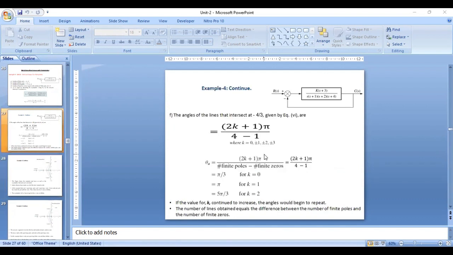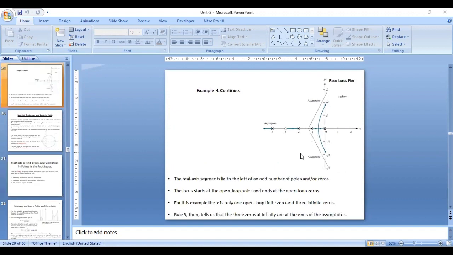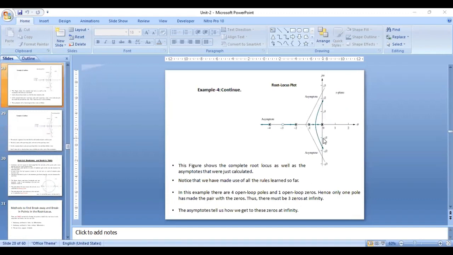Then the breakaway or break-in point is calculated using the given formula, and the root locus is identified. After finding the intersection point, it lies at around plus or minus 1.9j. The graph, that is the root locus, crosses over this intersection point. So in this way, the root locus plot is solved and the stability is verified.